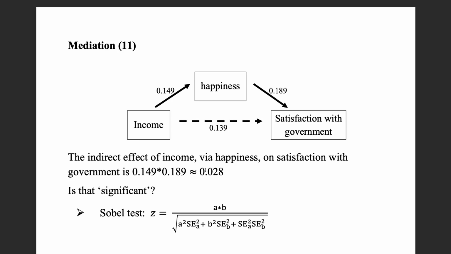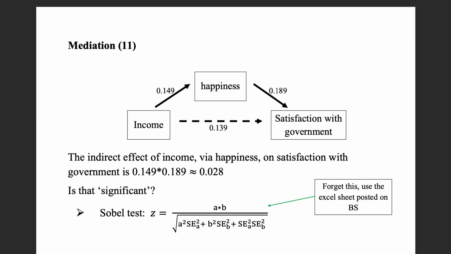So that's, in our example, this 0.028 value, and then divide that by the square root of the A path squared times the standard error for the A path squared, plus the B path squared times the standard error for the B path squared, plus the standard error for the A path squared multiplied by the standard error for the B path squared. And this is a way of statistically combining both of these coefficients and their respective standard errors in such a way that we know this will follow a Z distribution under the assumption that the null hypothesis is true. So that's a way of doing that.